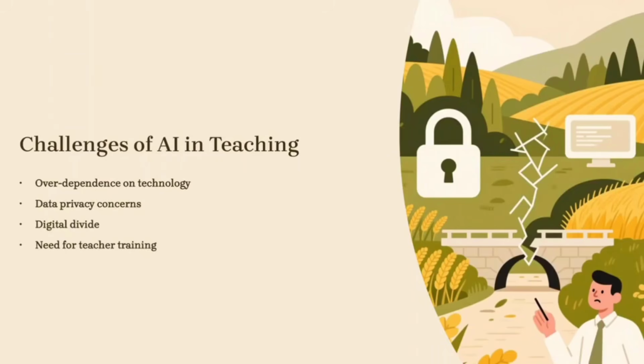Then next is data privacy and security issues. AI tools collect large amounts of student data such as academic performance, learning behavior, and personal information. So if this data is not handled properly, it can lead to privacy breaches or misuse. For example, online platforms storing student details without strong security measures. This is the major concern of today's generation.